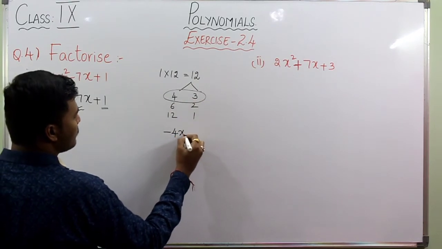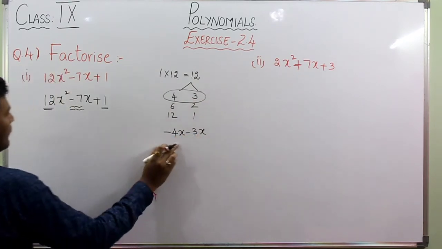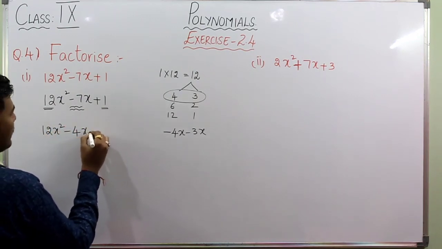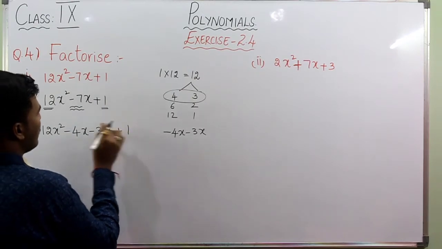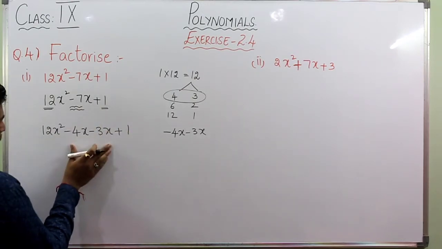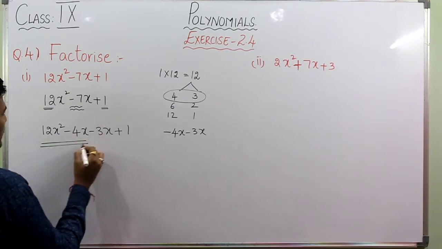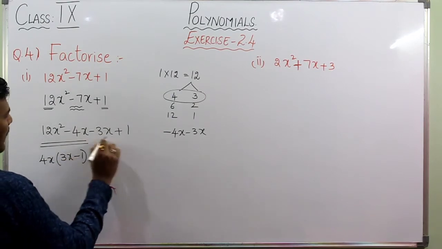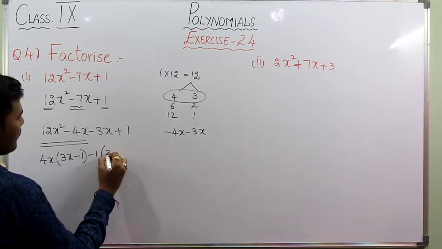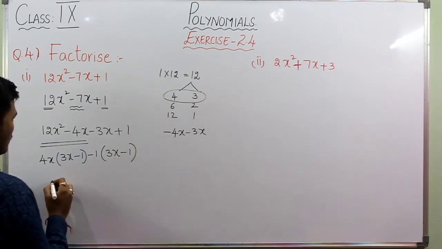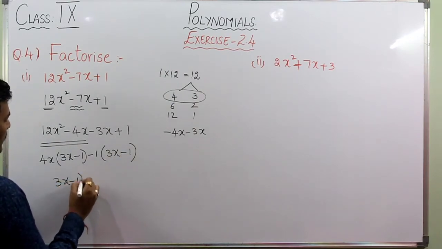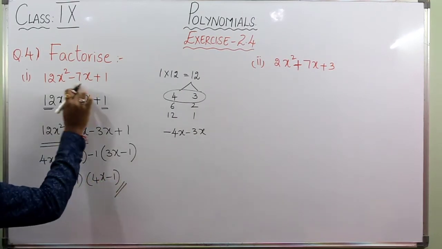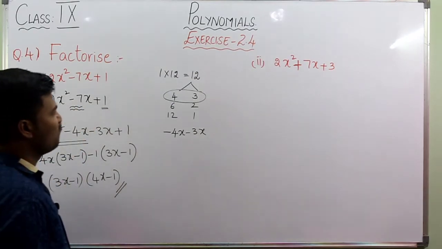So I can write it as minus 4x minus 3x. So it will become minus 7x. So I'm writing it as 12x square minus 4x minus 3x plus 1. We are just splitting the middle term. Okay. So from the first two terms I can take 4x common. Then I will be having 3x minus 1. And here I am taking minus 1 common. Then I will be having 3x minus 1. So I am left with 3x minus 1 into 4x minus 1. So these are the two factors of 12x square minus 7x plus 1.